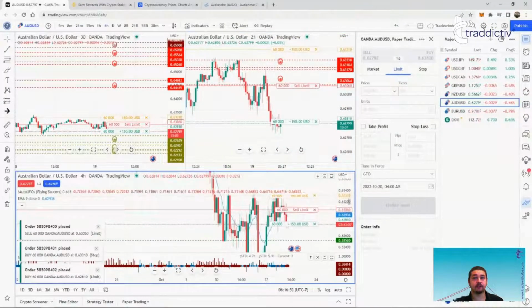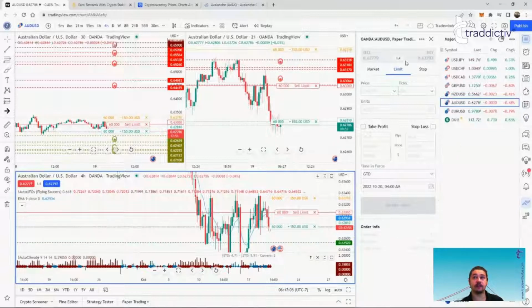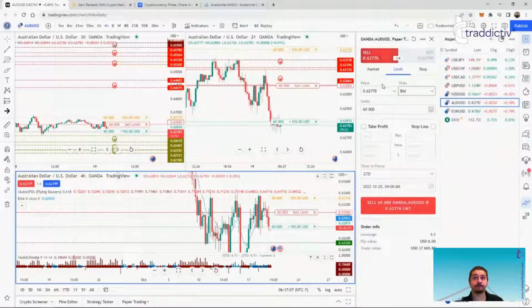We do see visually that this final target, which is down here at 62.52, will definitely be more than a 1-to-1. So we're going to go ahead and click sell again. Same entry point, 63.06. Stop loss stays the same, except the final target is going to be 62.52.